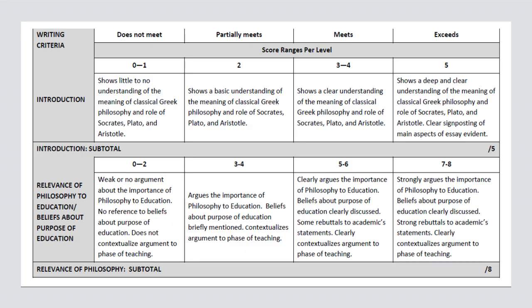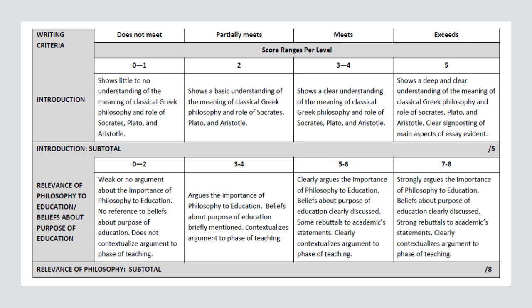So if you look at what the marks are going to go for, the introduction, I'm going to just go to the top category always. It shows a deep and clear understanding of the meaning of classical philosophy. So you need to tell me what's the meaning of Greek philosophy. You need to tell me what the roles of Socrates, Plato, and Aristotle are. And you must clearly have signposted the main aspects of the essay that's going to follow. So that is what I'm going to look for in the introduction.